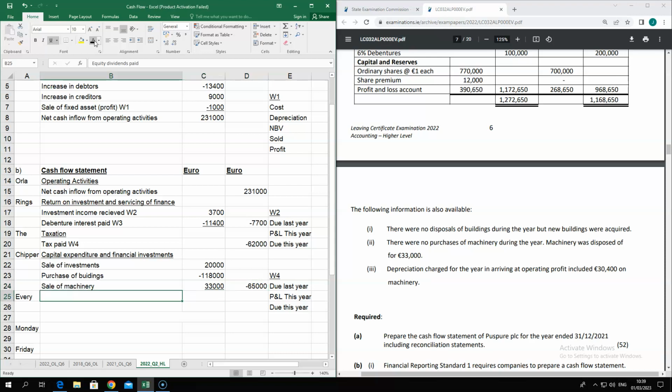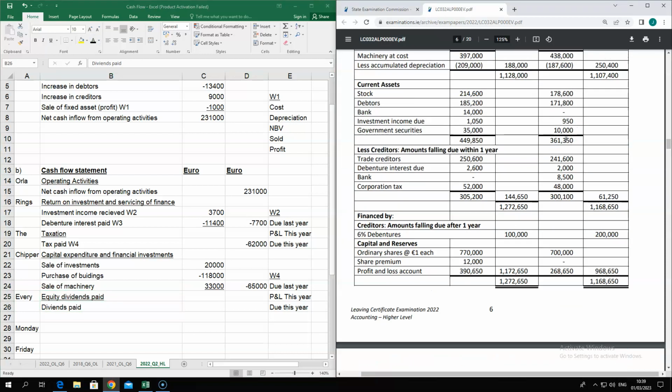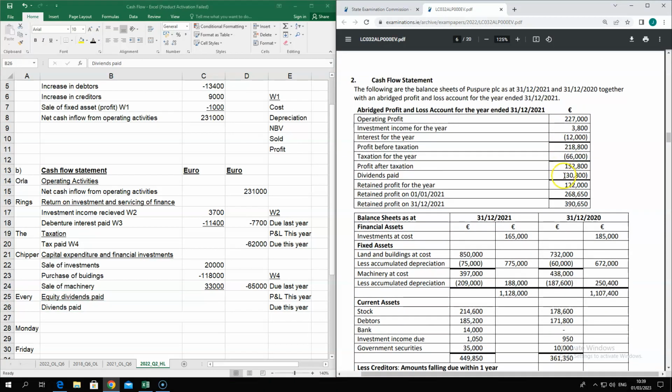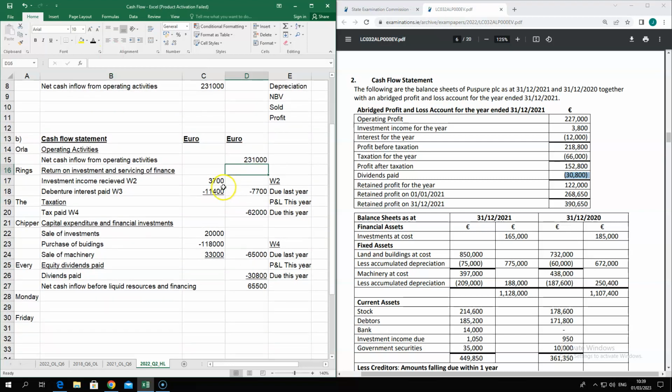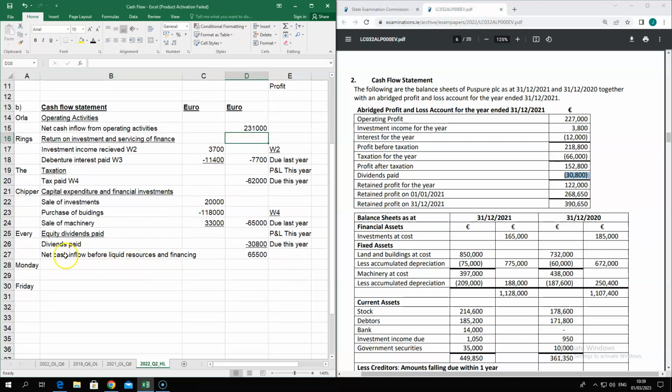Okay, E, equity dividends paid, and you simply pop in dividends paid from the question. So you go up here, dividends paid 30,800, and pop it in. Okay, at this stage we do a little subtotal. So we add up, and it's called net cash inflow before liquid resources and financing. Okay, so it's important you know this line because it actually tells you your next two headings. So management of liquid resources and financing.